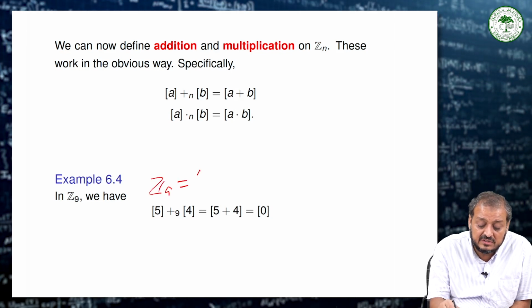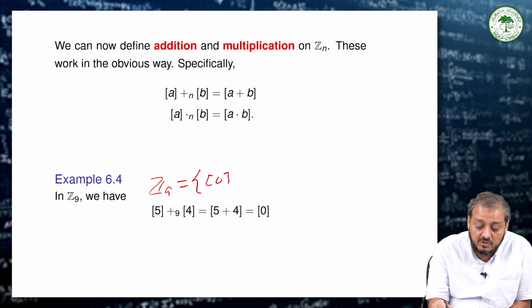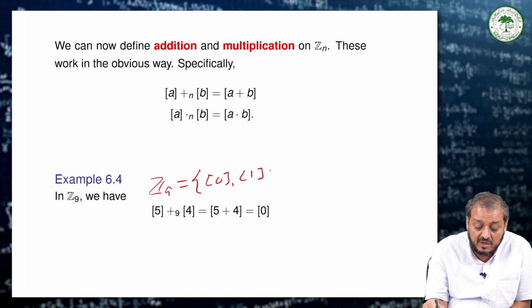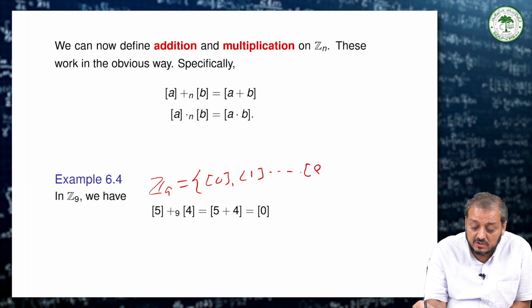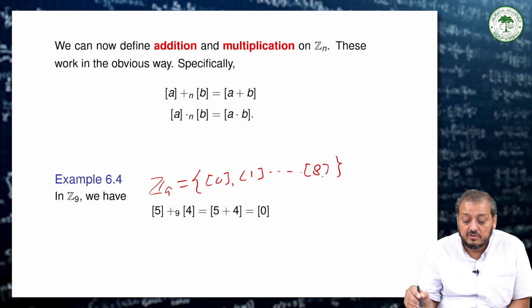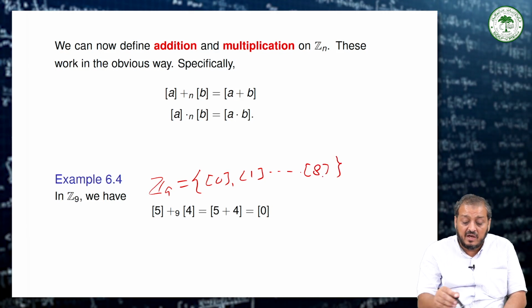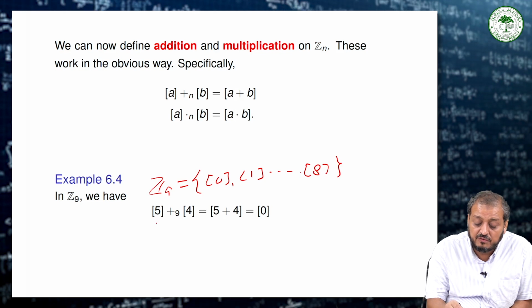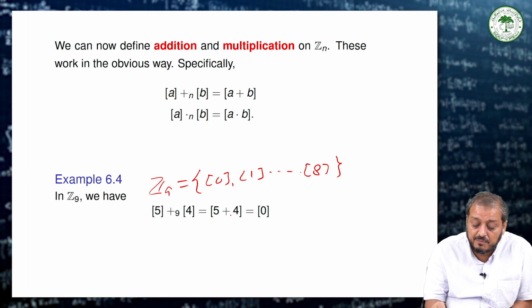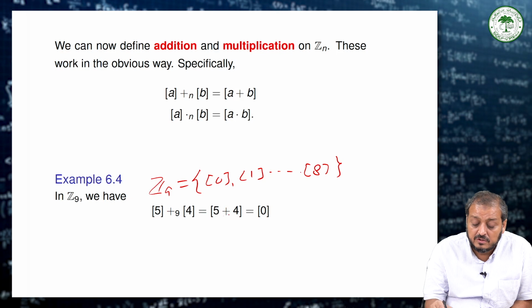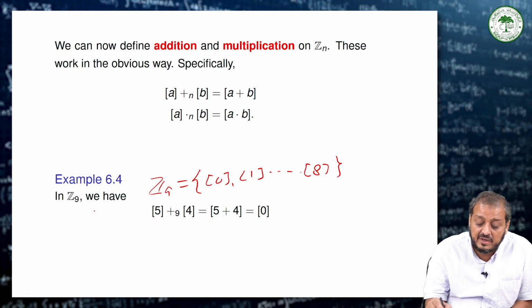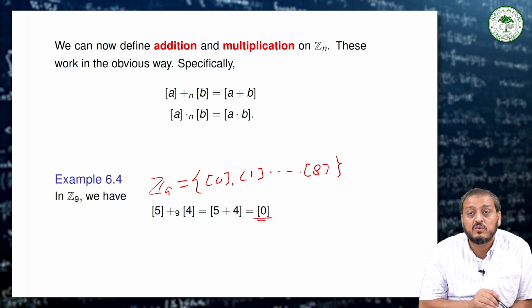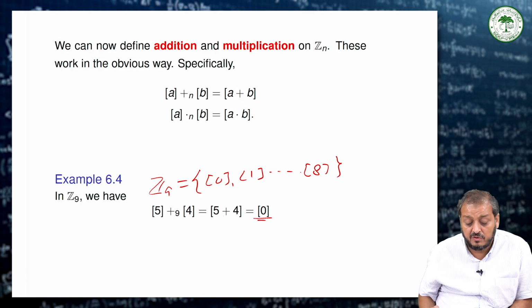So this set is the equivalence class of 0, the equivalence class of 1, and so on, up to the equivalence class of 8. So this is the set for all of Z9. If we take the equivalence class of 5 under addition modulo 9 with 4, 5 plus 4 is 9, divided by 9, the remainder is 0. So this is equal to the equivalence class of 0.